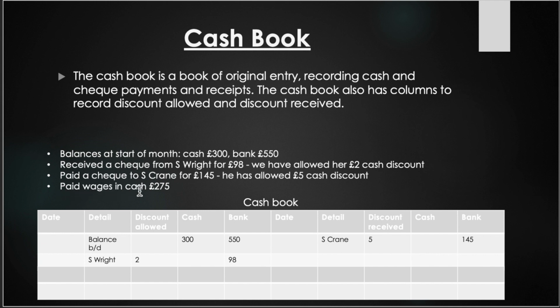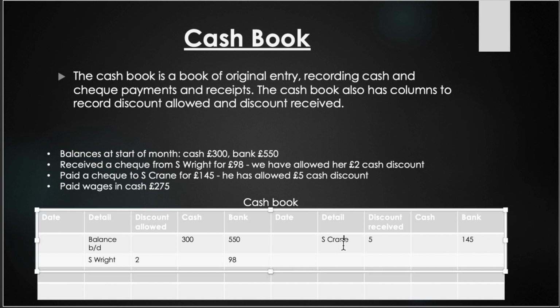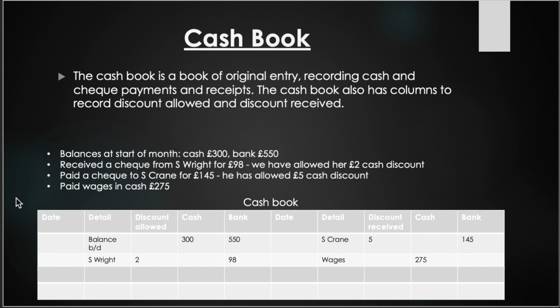Our last adjustment, paid wages in cash, £275. So we're going to the right section because money is going out. In details, we write wages. We have not received any discount, so we ignore the discount received section. And we go into cash and we write 275.